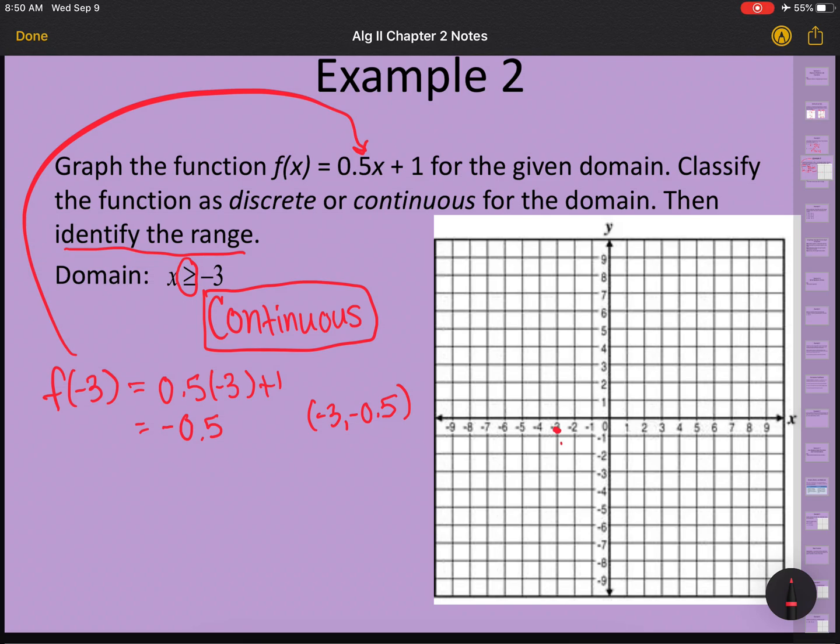So -2, 0. I'll rewrite that table. So we said -2, 0, then -1, 0.5... 0, 1, 1, 2, and then 2, 3. So I can graph those. Since this is continuous, I can connect these. And it's hitting every number in between the whole numbers. So this one is continuous.